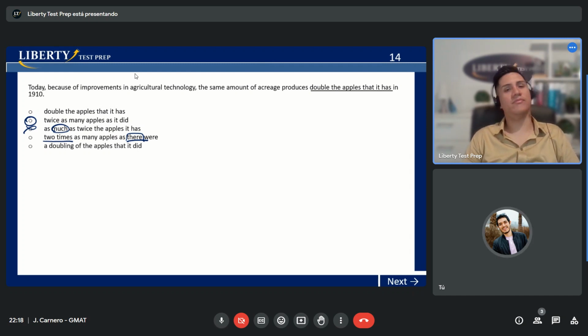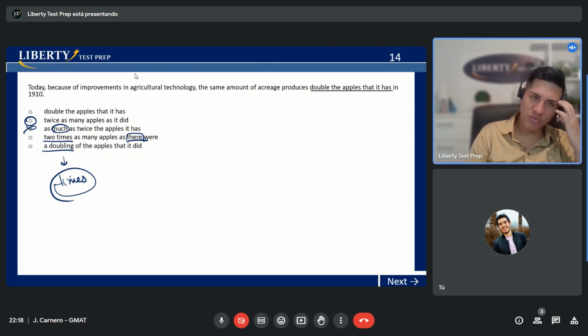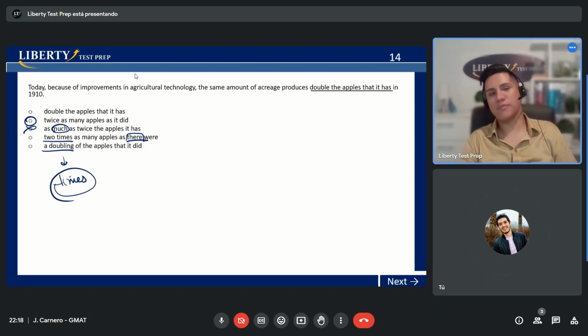What else? "A doubling." What's that? I don't know. If we want to set a relationship of multiplication, we simply want the word "times." It's a very ugly complex gerund, because of the article "a." Exactly. That's out.